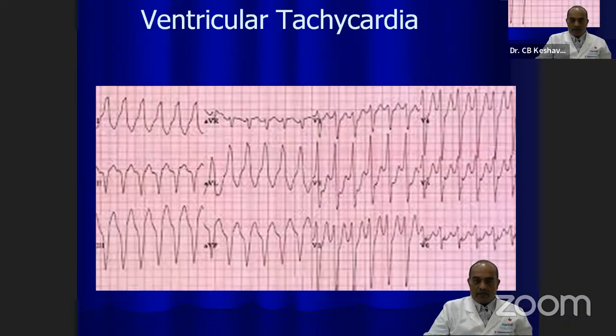So the commonest mortal arrhythmia we see is ventricular tachycardia, where the QRS is broad, it is regular, it is fast. So if you see something which is fast, broad, regular, it is a ventricular tachycardia. Most ventricular tachycardias cause hemodynamic instability. That means the patient becomes unstable, quickly degenerates into VF and arrest. So this requires very urgent treatment.